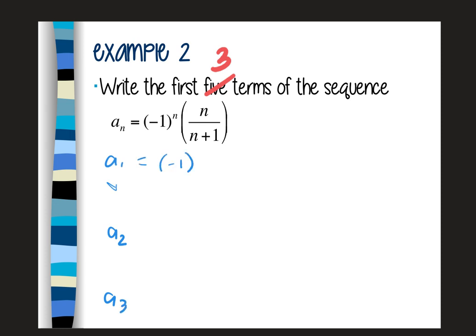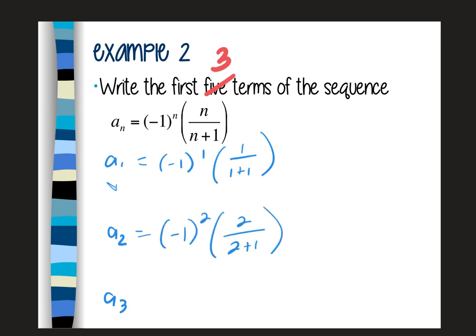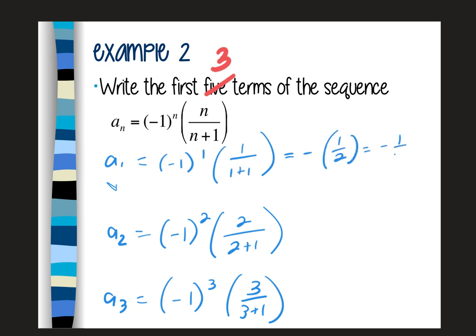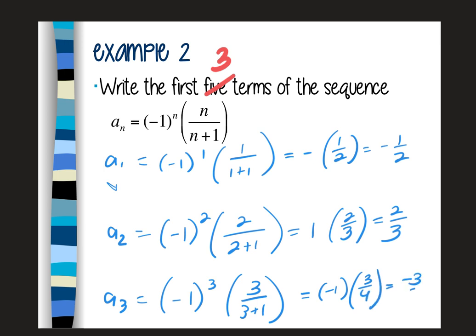So negative 1 to the first times 1 over 1 plus 1. And then negative 1 to the second times 2 over 2 plus 1. And then negative 1 to the third times 3 over 3 plus 1. So this would be negative 1 times 1/2, or negative 1/2. This would be positive 1 times 2/3, which is 2/3. And this would be negative 1 times 3/4, which is negative 3/4.